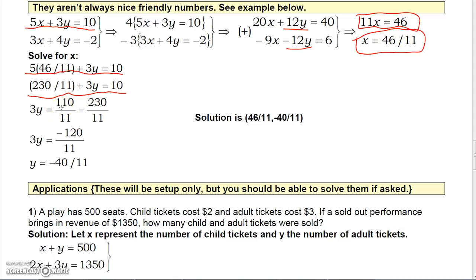So 10 is equal to 110 over 11, and I did that so I could subtract the 230 over 11 and keep it in fraction. So I got 3y equals negative 120 over 11, but then if you divide both sides by 3, the 3 will go into the negative 120 and give you negative 40, and give you negative 40 over 11. So the solution there is 46 elevenths for x and negative 40 elevenths for y.